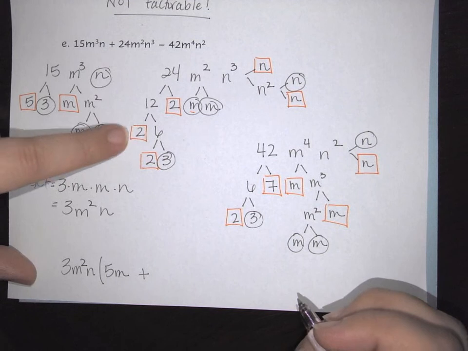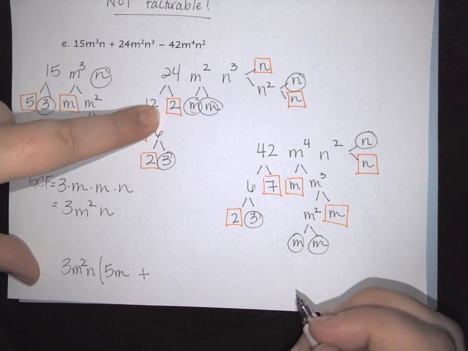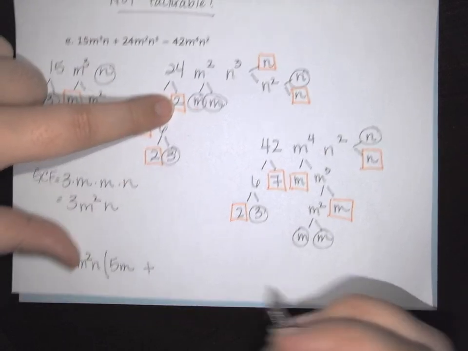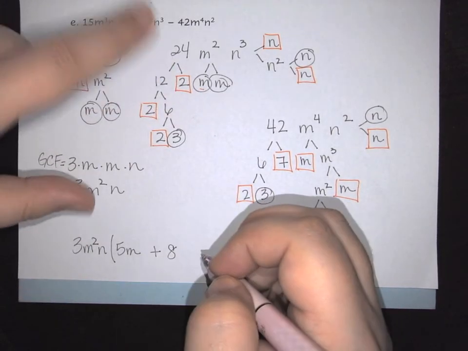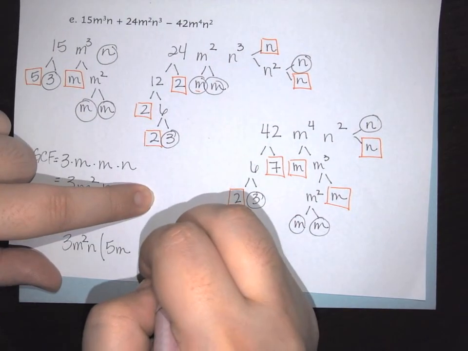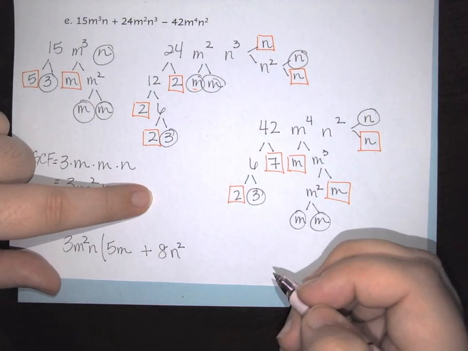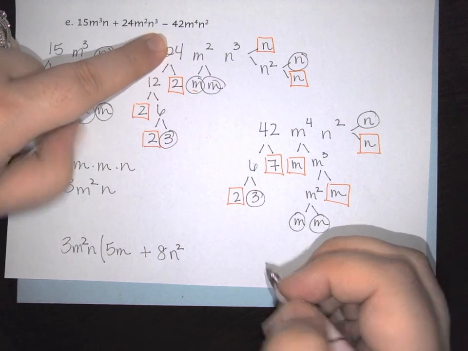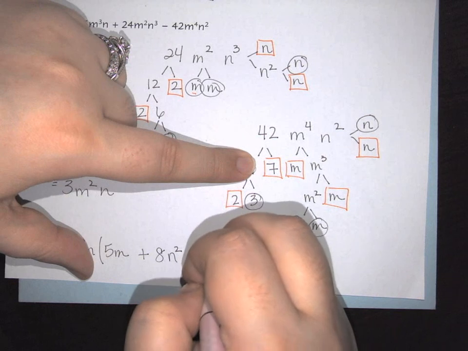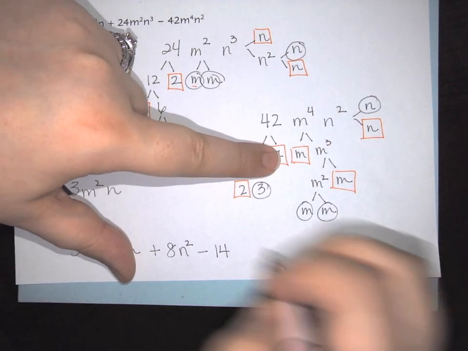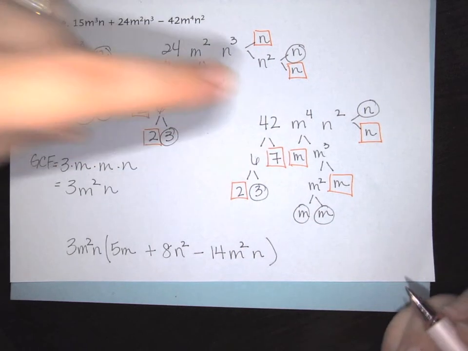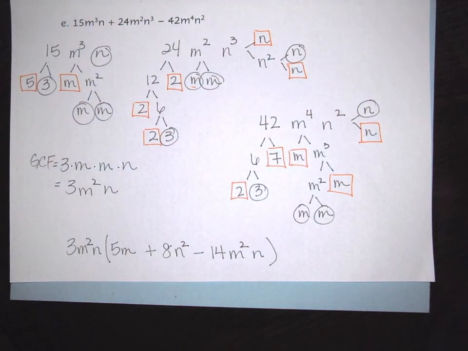In my second term, I have 2, 4, 6. I have 2 times 2, which is 4, times 2 more, which is 8. My m's are gone, but I have 2 n's. So this is 8n squared. My sign here is negative. If I look at my third, I have 2 times 7, which is 14. I have 2 m's, so m squared and an n. And that is the reduced polynomial.